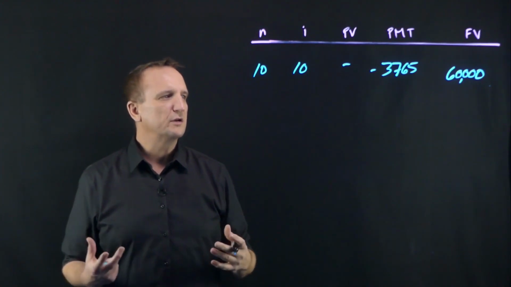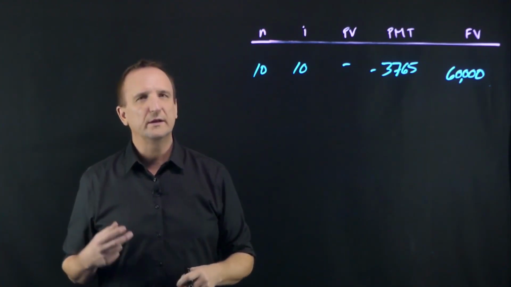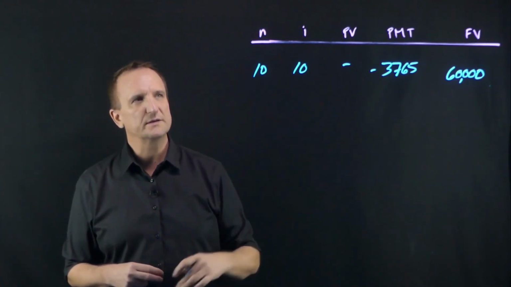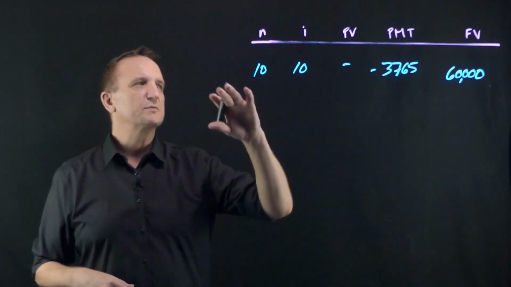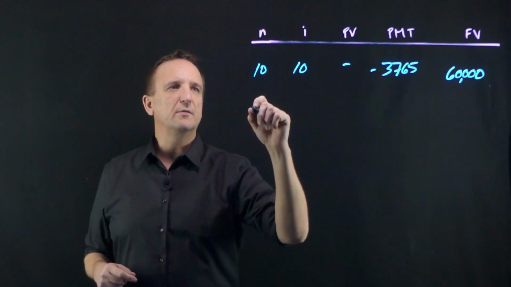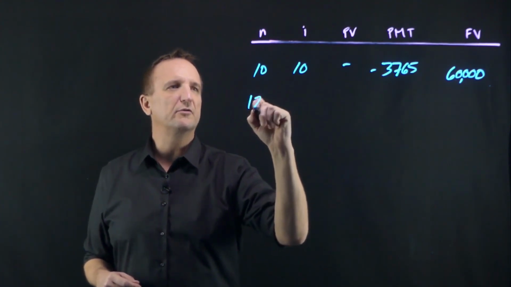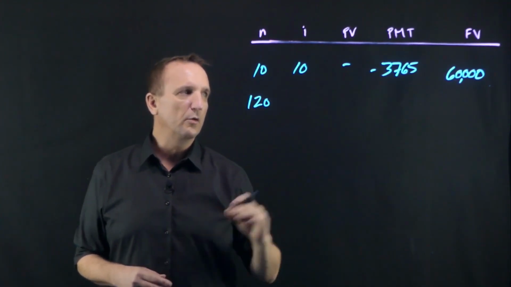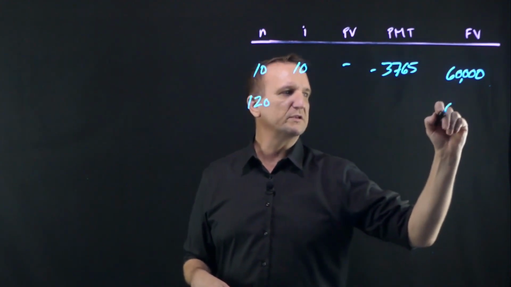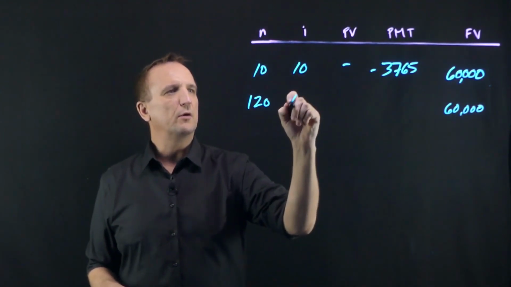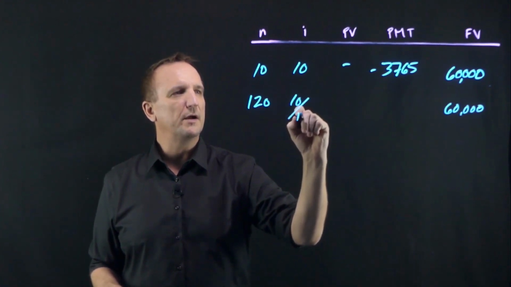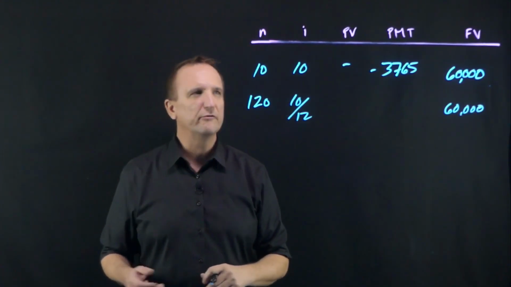And the question goes on to ask, well, what if we were getting that same deal, but instead of annual compounding, it was monthly compounding? So we just multiply the N by 12 because it's monthly. So we'd have 120 payments. And now we want to know what our monthly payments are going to be. We still end up with 60,000. And at this point now, we're going to be getting 10%, but it's monthly compounding. So we're going to divide that by 12.